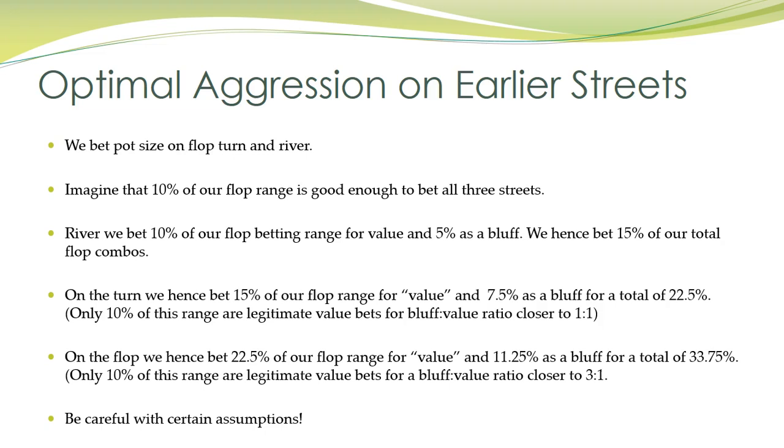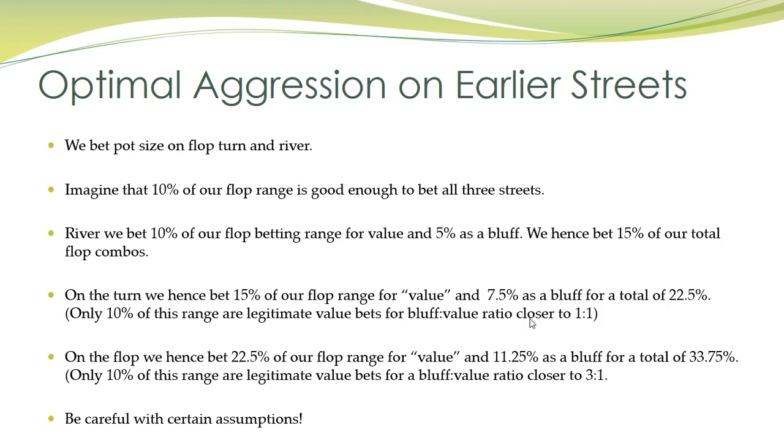So we absolutely don't want to look at this model and say, oh, well now we've demonstrated that we should be betting 33.75% of the time on the flop. That's not what this model has been designed to do. In most cases, we should probably be betting significantly more aggressively than that on the flop. So it's very important we don't get carried away with the numbers here.